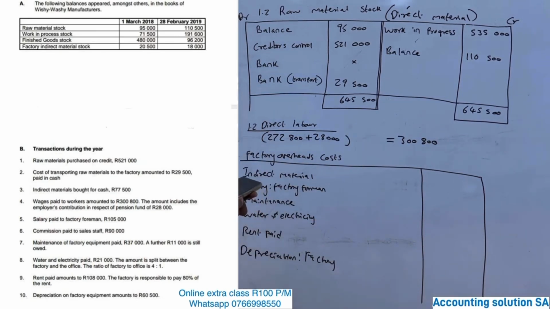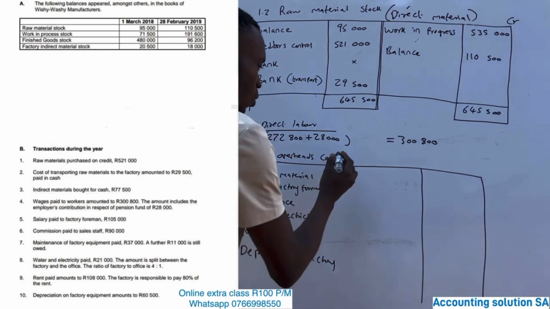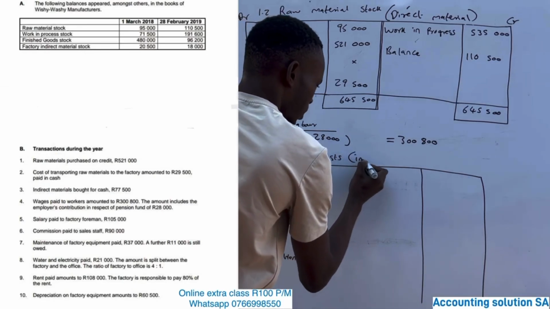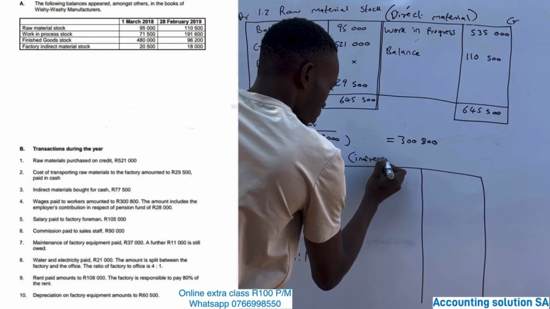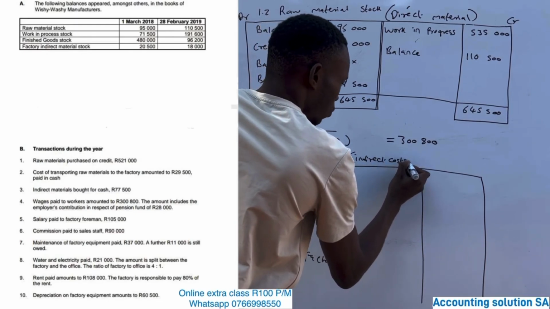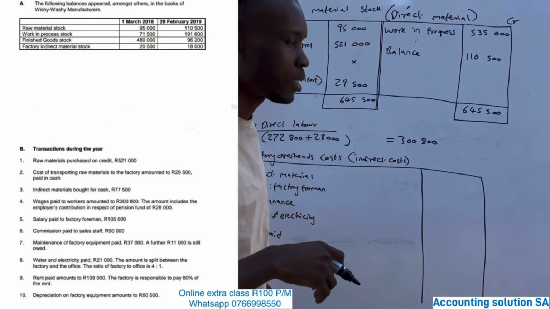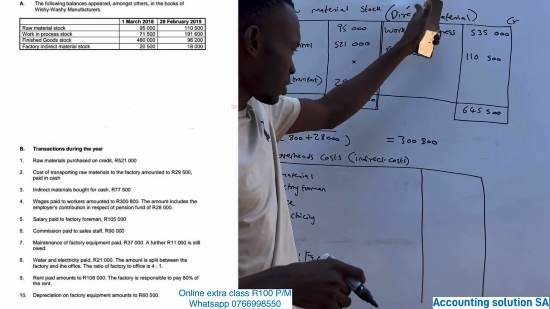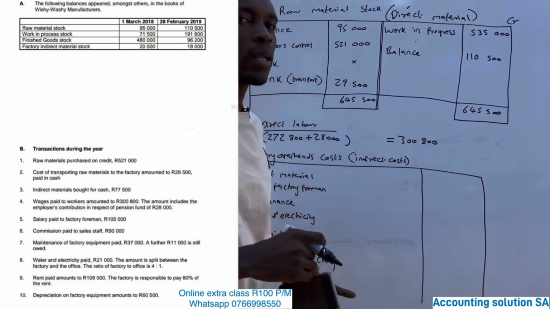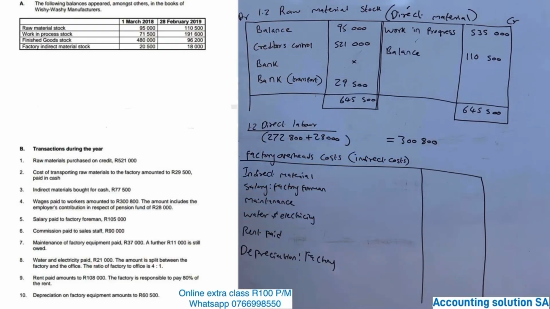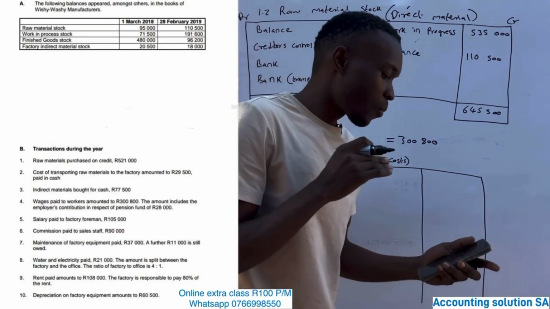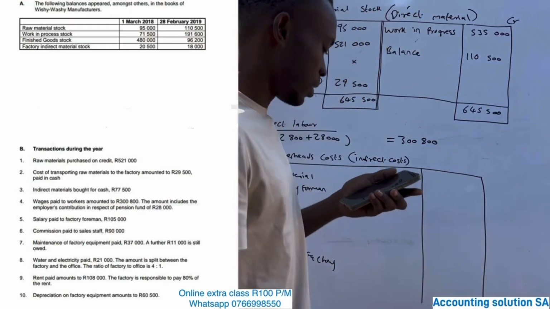Okay. Then the next one. Now we are going to factory overhead cost, which is also known as indirect cost. All indirect costs that are not directly involved in the production. These are directly involved in the production, and these are also directly involved. These ones are indirectly involved. We need to calculate them now.